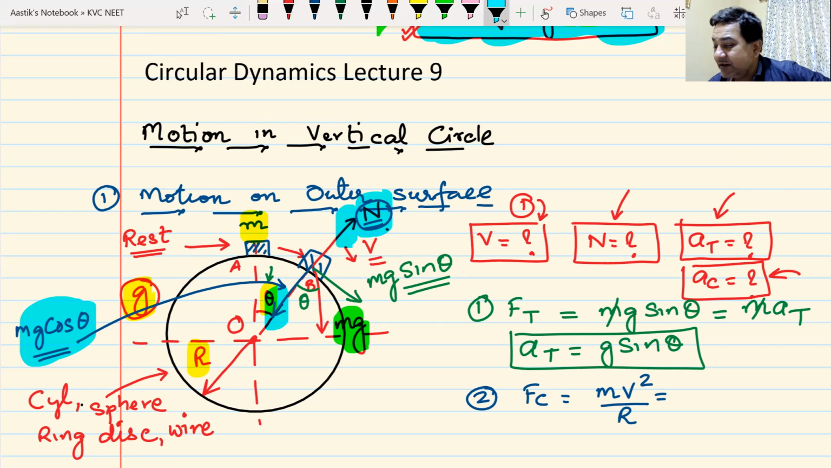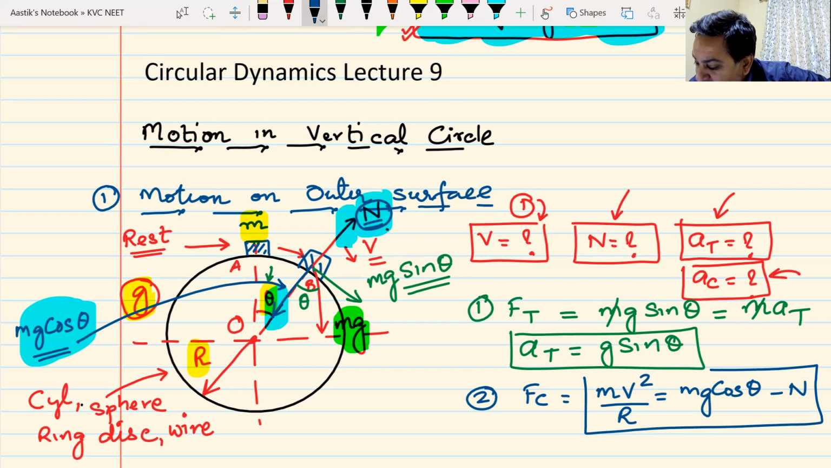So how do you find the net force? You will have to subtract from the inward force mg cos theta, the normal reaction N. Do we understand this? This is how you make the equation for the centripetal direction.